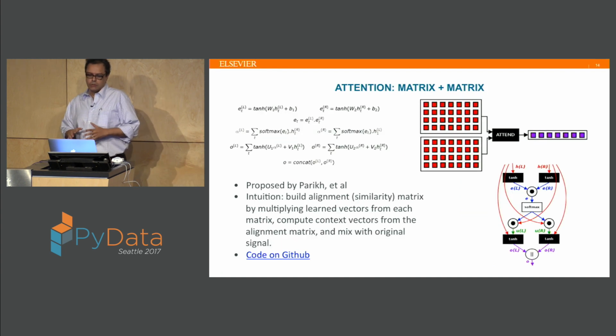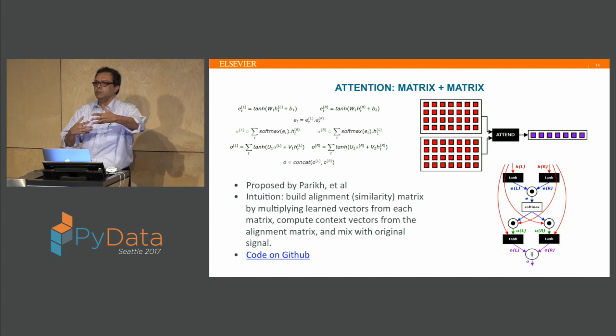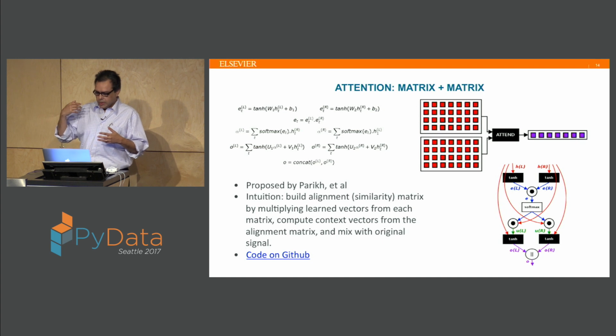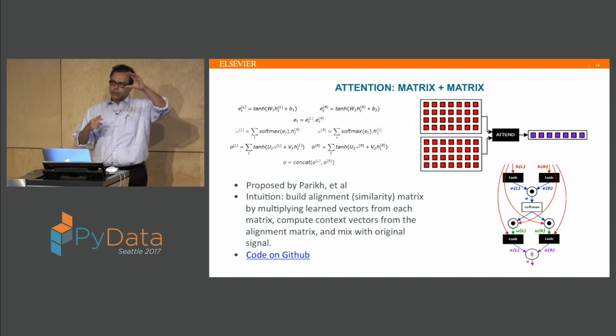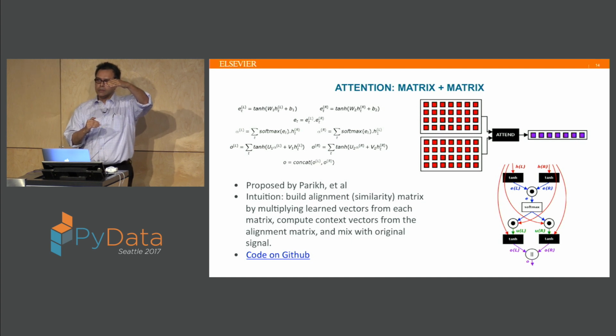Finally, we come to the most complex one, the matrix to matrix. So you have two input matrices and it produces one vector. Here you can think of this second matrix, or if you remember the previous one, it had one matrix and one provided context vector, right? So you can actually manufacture the context vector by constructing an alignment of the two matrices, right?